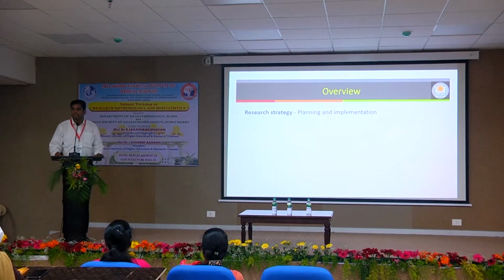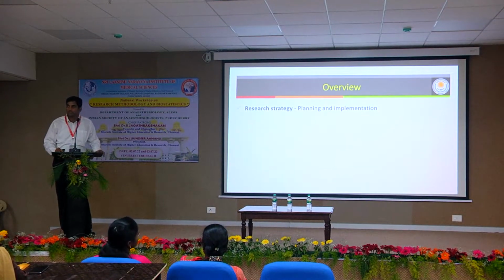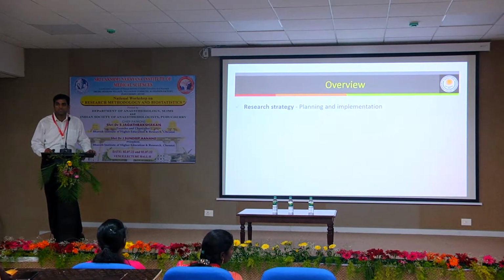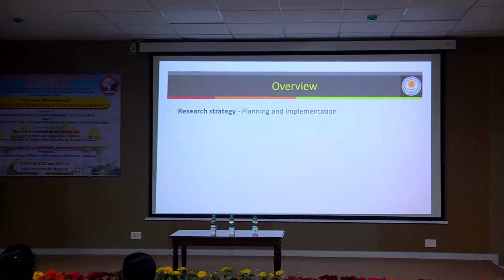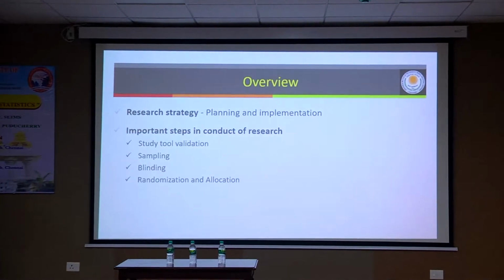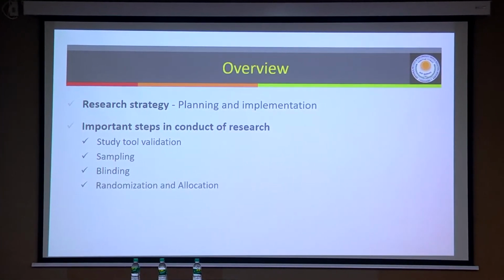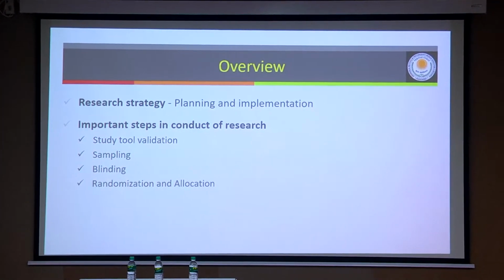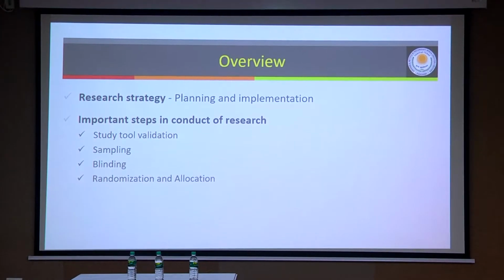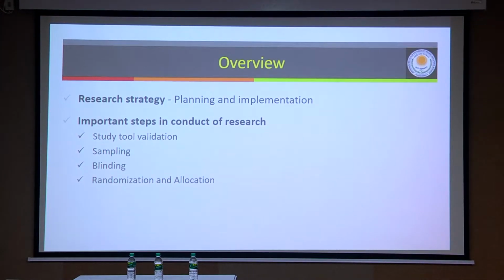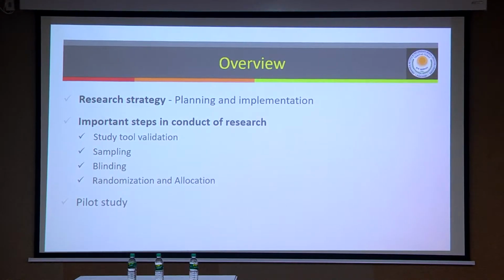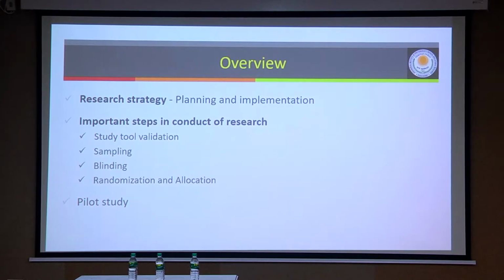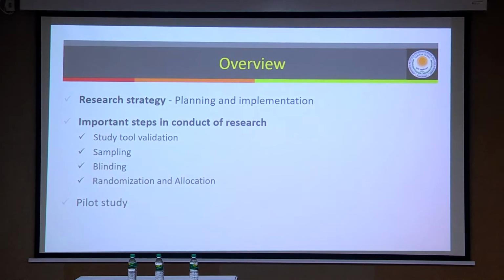So for the next 30 minutes, I'm going to cover this topic under the following headings. Initially, start with what is research strategy, how to plan and how to implement your research strategy. Followed by that, some of the important steps like study tool validation, sampling, blinding, randomization and allocation. Most of you would have heard about these terms. These are very important and we will see how to do each of those steps. And a little about pilot study, which is not mandatory for all the research process, but certain studies need a pilot project to be done and you all need to be aware of how to do a pilot study also.